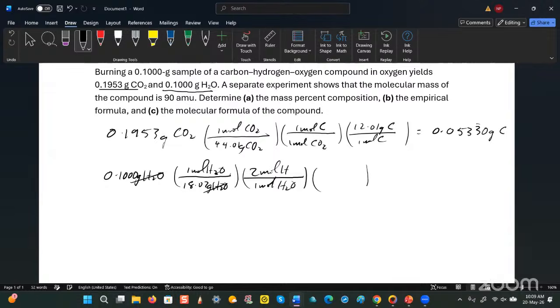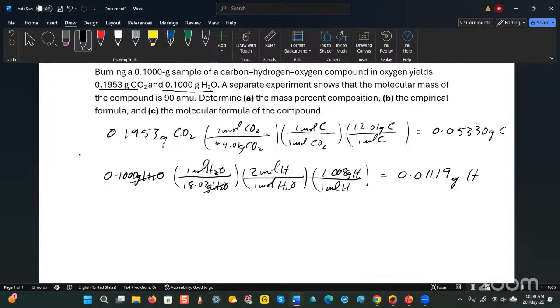And then the next step is where we convert the moles of hydrogen to grams. So that's where the molar mass of hydrogen comes in, which is 1.008 grams of hydrogen over 1 mole of hydrogen. So let's see what that gives. 0.1 divided by 18.02 times 2 times 1.008. And according to my calculation, rounded off to 4 sig figs, that will be 0.01119 grams of hydrogen, all right?